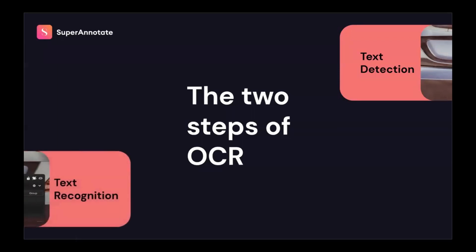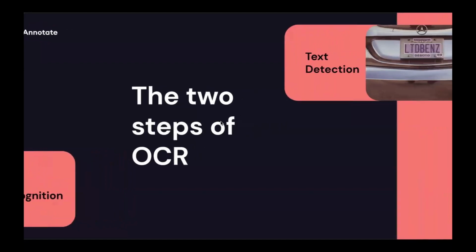And in addition to this, we also have what we call text recognition, actually parsing and understanding the identified text, taking it from pixels on an image and transforming it into letters or numbers on a computer that can be processed automatically. Now let's take a little dive into text detection and see what that is all about.